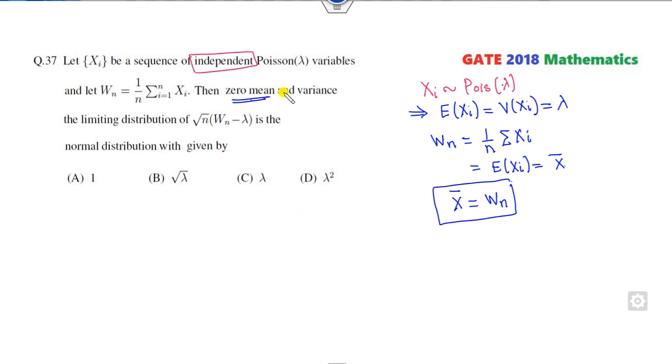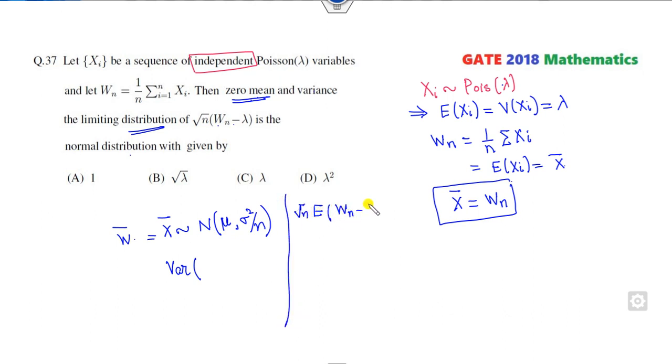Then the limiting distribution of this, with zero mean, is a normal distribution. X bar always gives you a normal distribution with mean mu and sigma square by n. Your target is to find the variance, so this is basically W bar. There are two methods. Firstly, you can find the mean of this and check whether it is 0 or not. Root n is outside. What is the mean of W bar? It's mu, the mean is lambda, so that's 0. It's satisfied.